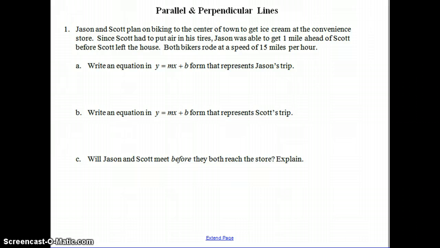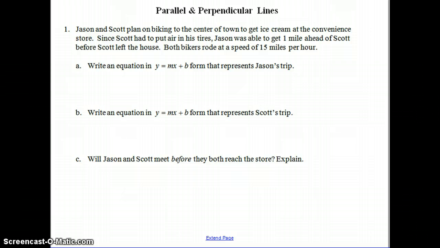Alright, in our first example, we have Jason and Scott. They plan on biking to the center of town to get ice cream at the convenience store. Since Scott had to put air in his tires, Jason was able to get 1 mile ahead of Scott before Scott left the house. Both bikers rode at a speed of 15 miles per hour. Write an equation in y equals mx plus b form that represents Jason's trip.